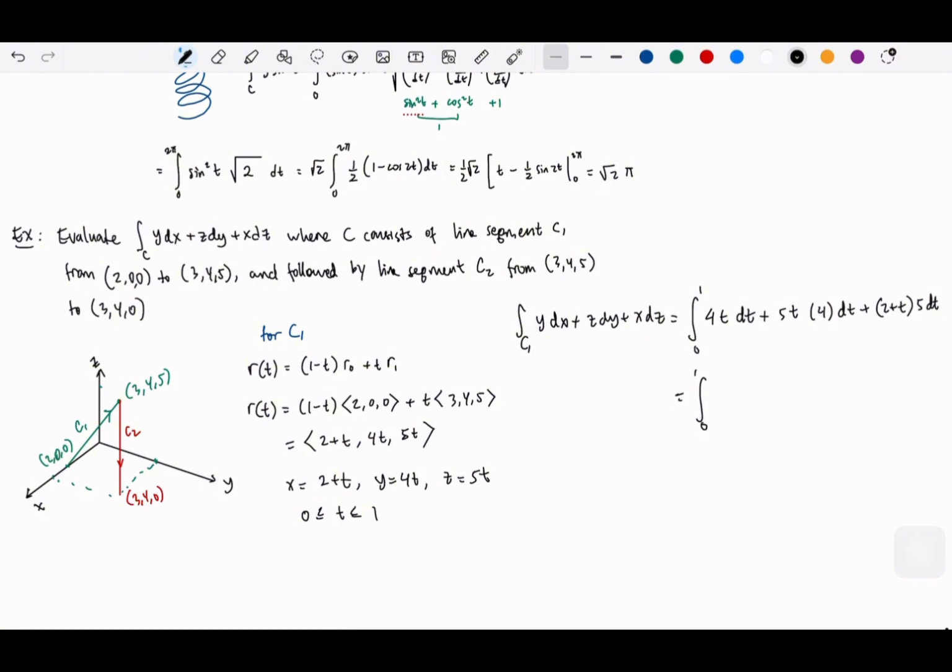Okay, so we solve this. I think no problem, right? So just plus 10, plus 5, 20, 25, 29, right? And just integrate. This will be 10t plus 29t squared over 2. Plug in. So 10 plus 29 over 2 is 24.5. Right. And the same thing with C2, we can do similarly.